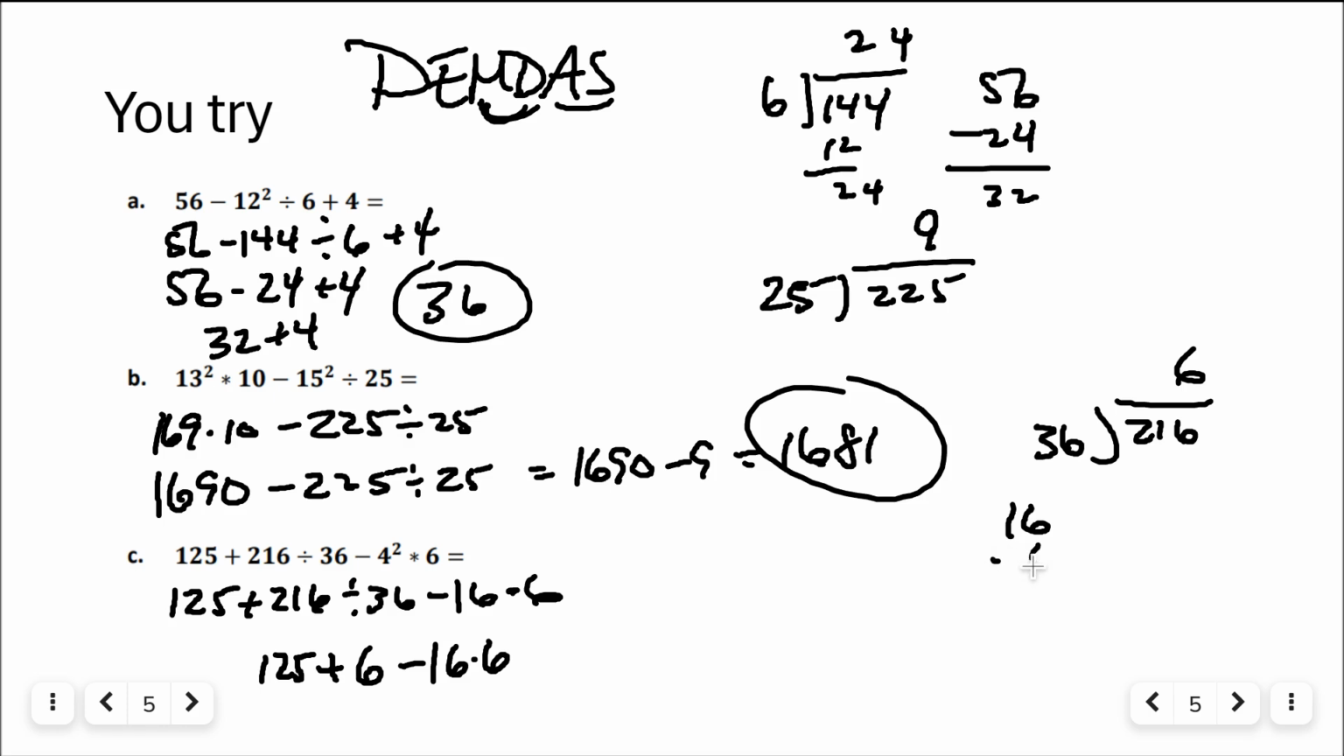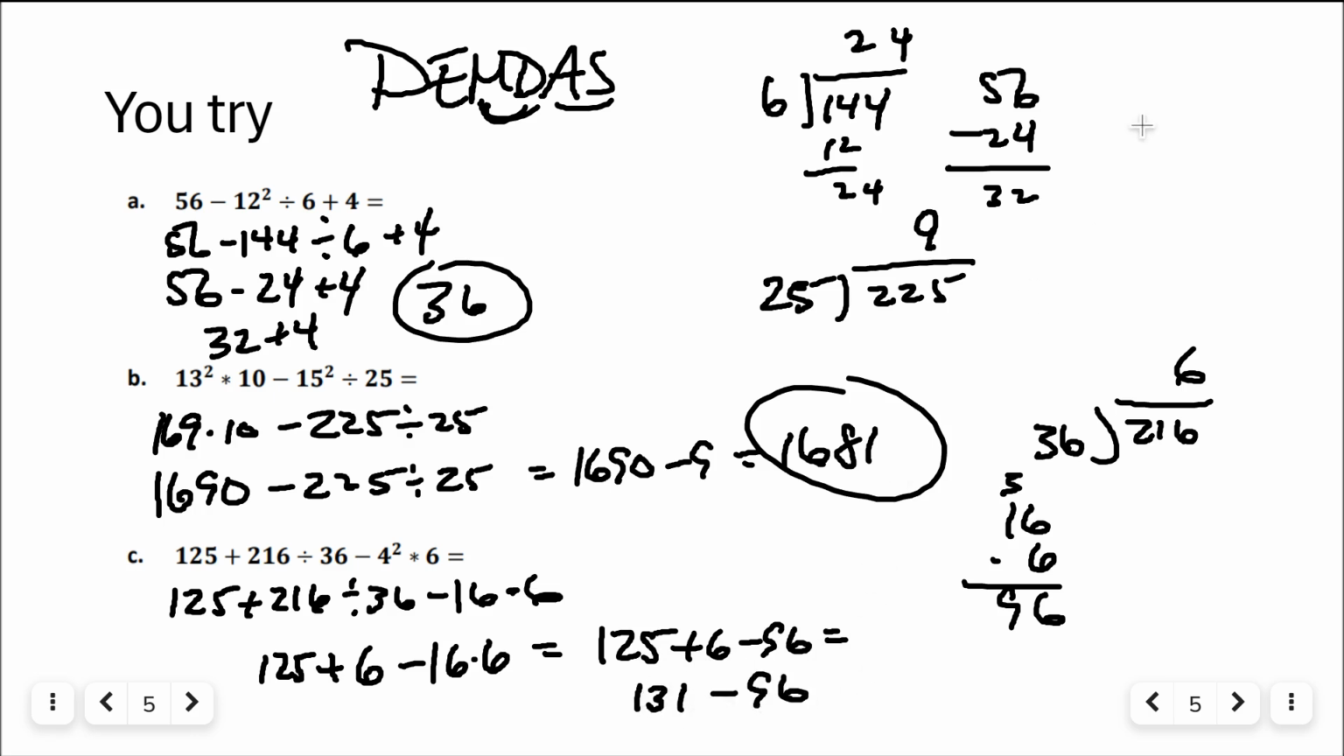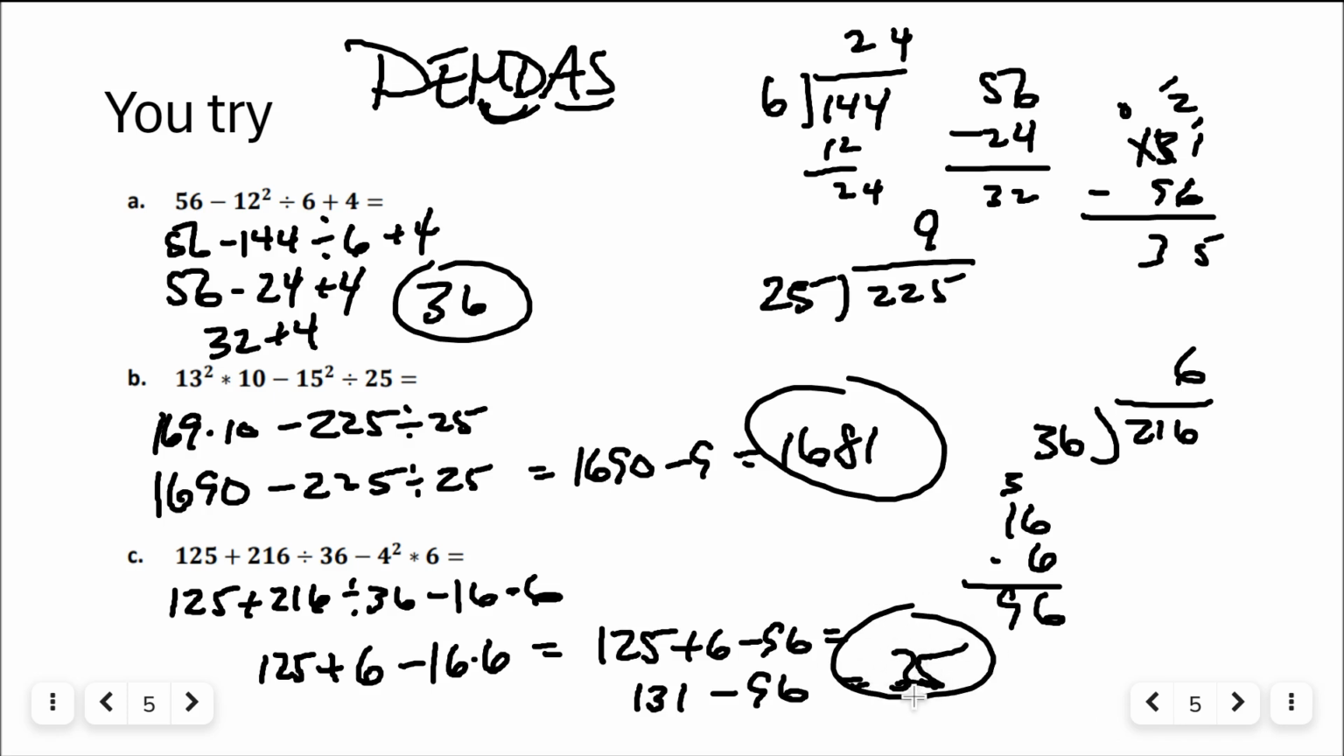Let's do 16 times 6. 6 times 6 is 36. 3 more to carry. 96. So that's 125 plus 6 minus 96. So now, left to right, 125 and 6 is 131 minus 96. 131 minus 96. Borrow, make that a 2, make that an 11. 5, borrow, 35. And there's my answer. Okay?